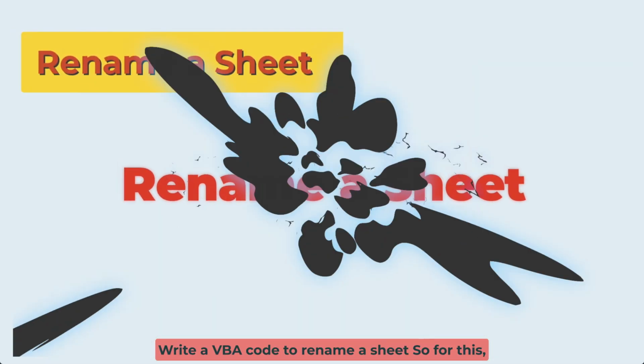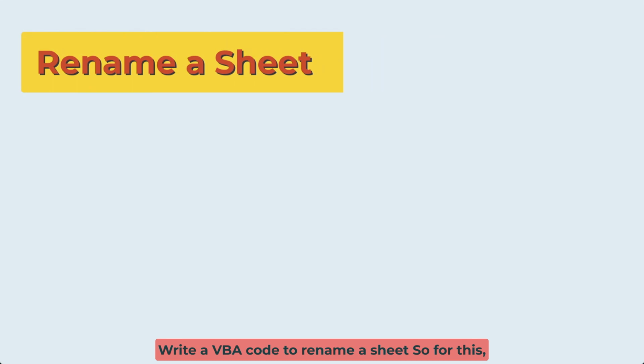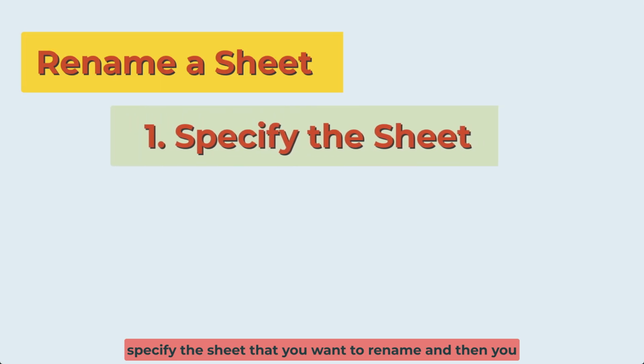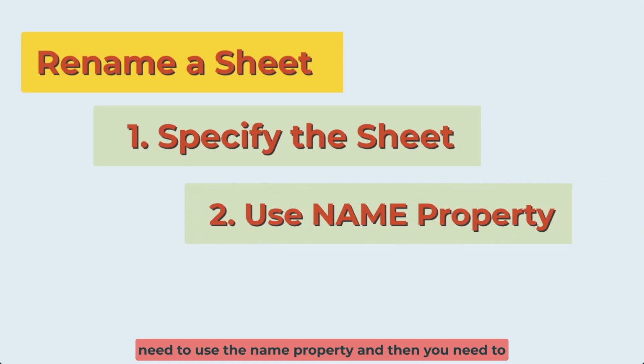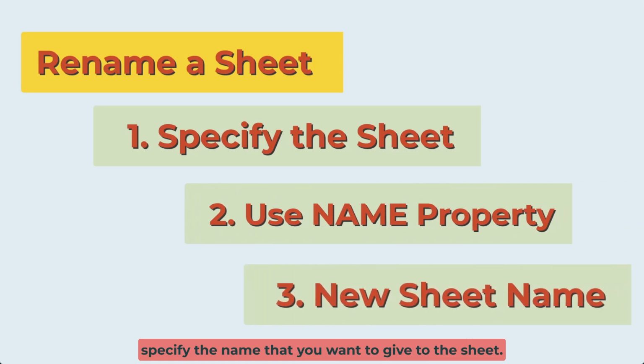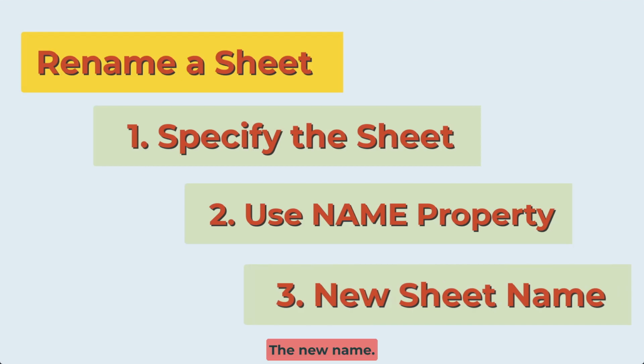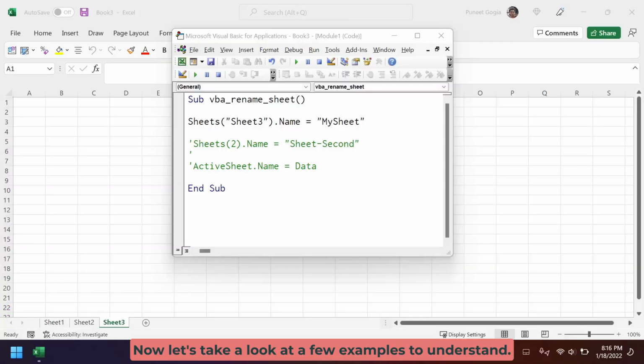Write a VBA code to rename a sheet. So for this, the first thing that you need to do is specify the sheet that you want to rename. And then you need to use the Name property. And then you need to specify the name that you want to give to the sheet, the new name. Now let's take a look at a few examples to understand.